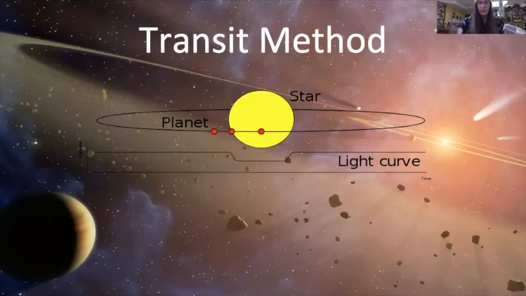The first way that I'm going to talk about detecting exoplanets is called the transit method. That's when a planet goes in front of the star and it dims the light of that star just a tiny, tiny little bit.